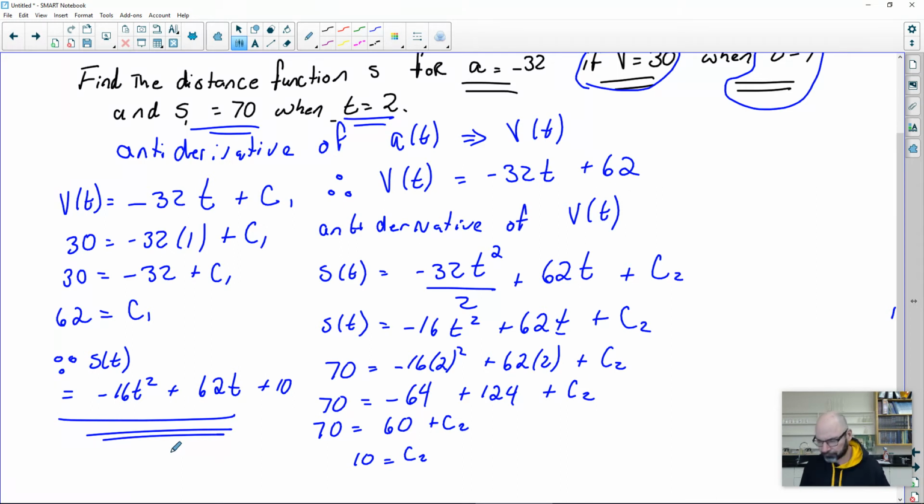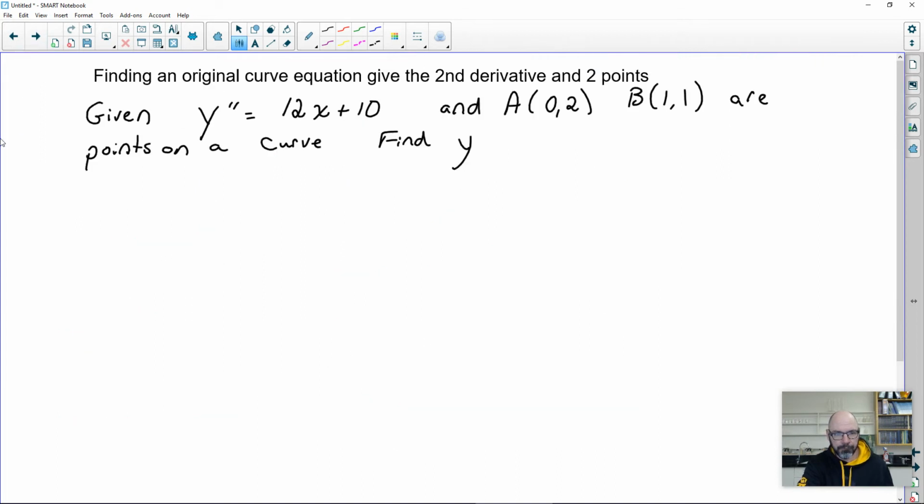Okay, now in our third example, we'll do one where you're given 2 points on a curve and the second derivative. That's my next example here. Okay, so let's flip ahead. Find the original curve equation given the second derivative and 2 points. So here's an example. Given that y prime prime is 12x plus 10, and that A at 0, 2 and B at 1, 1 are points on the curve.